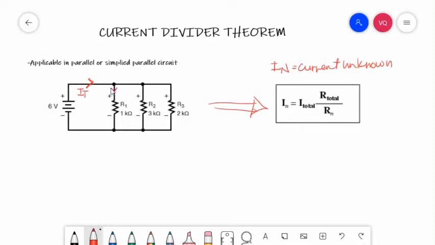Downward ni direction of current. Let's say this is I1, kasi the subscript here is R1. So, I1. Then I2 downward. And this one is I3. Again, these two points here are what we call nodes or junctions. Also this one.